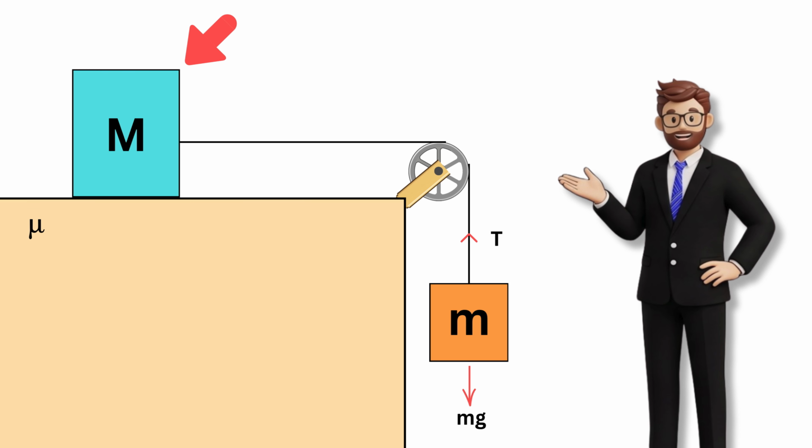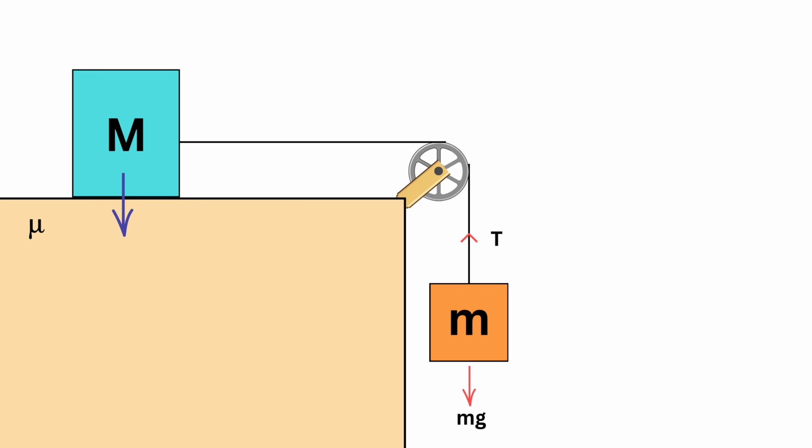Next, the block on the surface, big M. In the vertical direction, the downward weight, which is big M times g, is perfectly balanced by the upward normal force, N. So N equals big M times g. In the horizontal direction, the tension T pulls the block to the right. This is resisted by the maximum static friction force pulling to the left. This friction force equals mu times the normal force, or mu times big M times g.